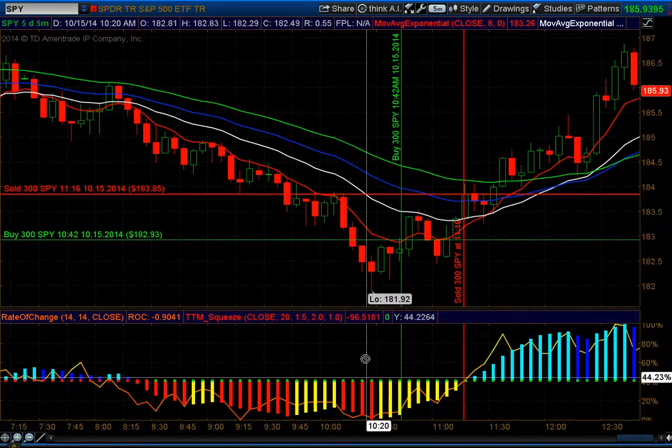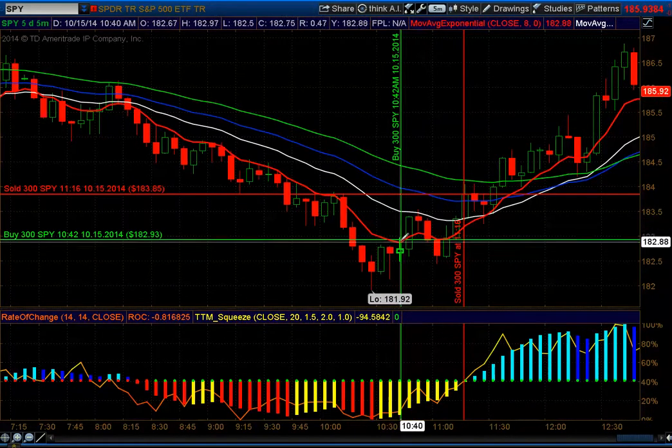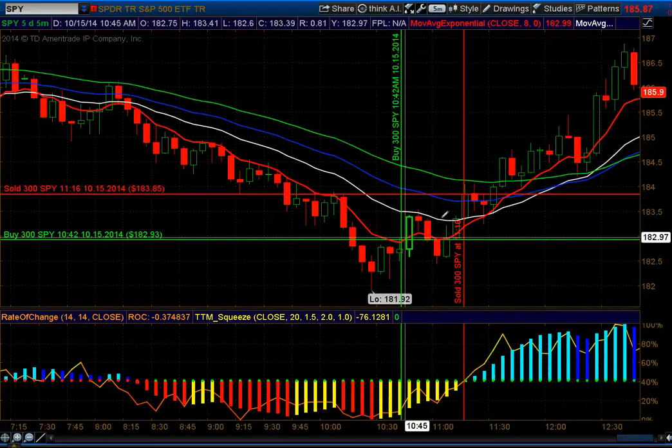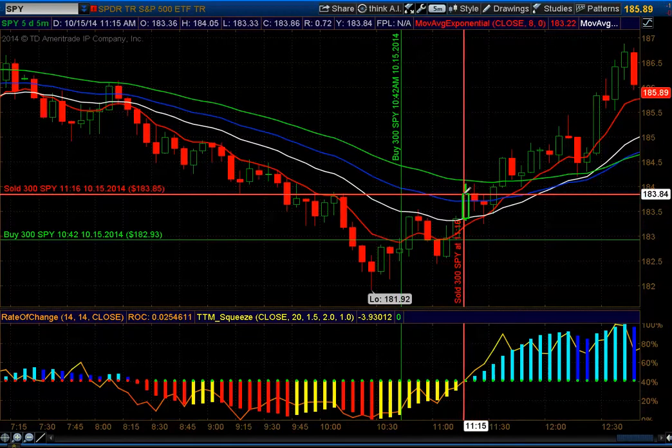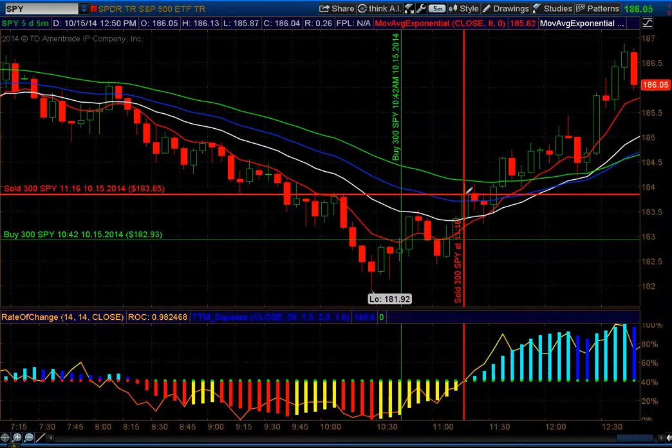Let's review very quickly. Where the green lines cross is where I bought, and that was approximately 10:40 California time this morning. I sold, I think it was 34 minutes later, at 11:15, 11:16. Took my profits right here of a net of $269. I did not look at the 5-minute chart.